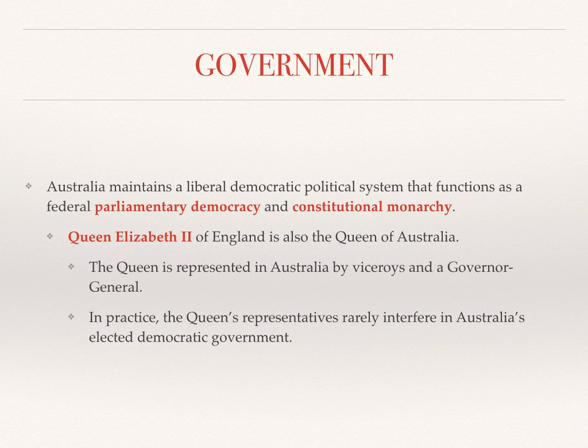Government. Australia maintains a liberal democratic political system. It functions as a federal parliamentary democracy and a constitutional monarchy. Queen Elizabeth II of England is also the Queen of Australia. It's kind of an honorary title. The Queen is represented in Australia by viceroys and a governor general. However, in reality, the Queen's representatives don't really interfere in the elected democratic government.